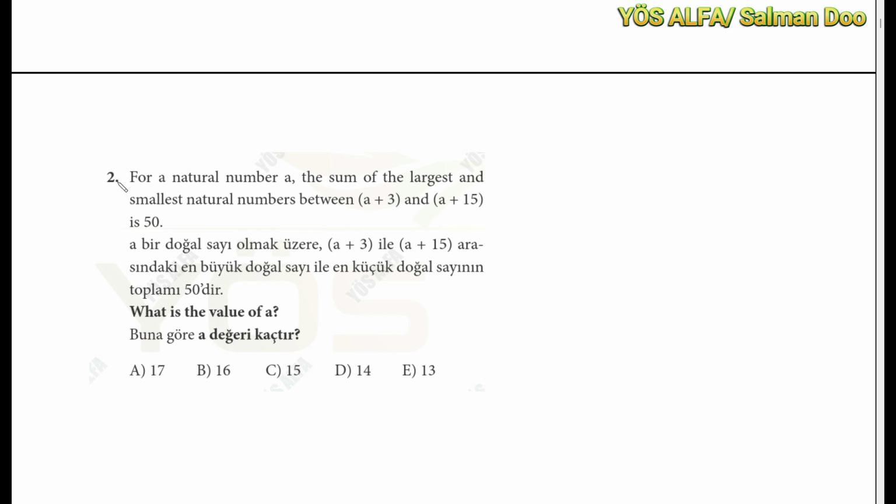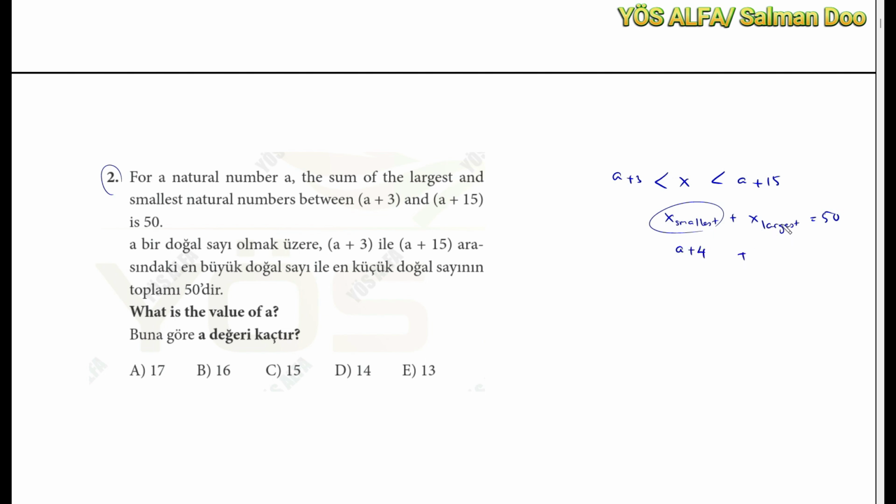2. For a natural number a, the sum of the largest and the smallest natural numbers between a plus 3 and a plus 15 is 50. What is the value of a? Let's say x is any number between a plus 3 and a plus 15, and we're given that the sum of the smallest x and largest x is 50. So the smallest possible value for x is larger than a plus 3, so it is a plus 4.